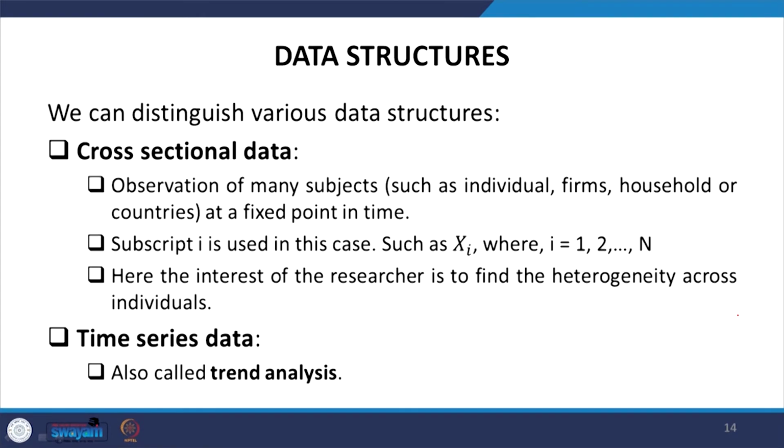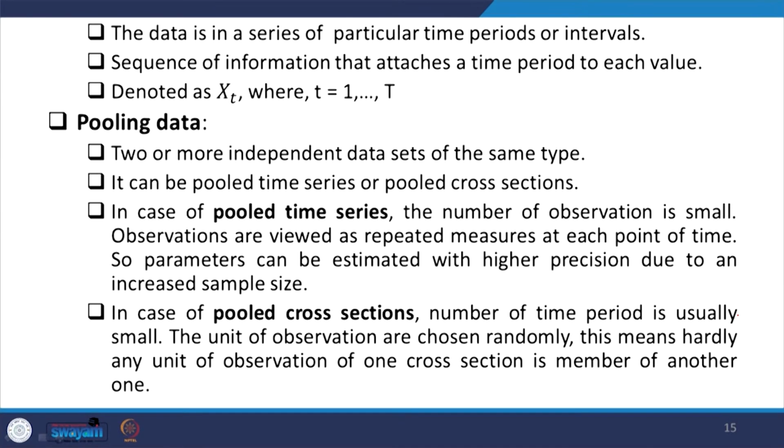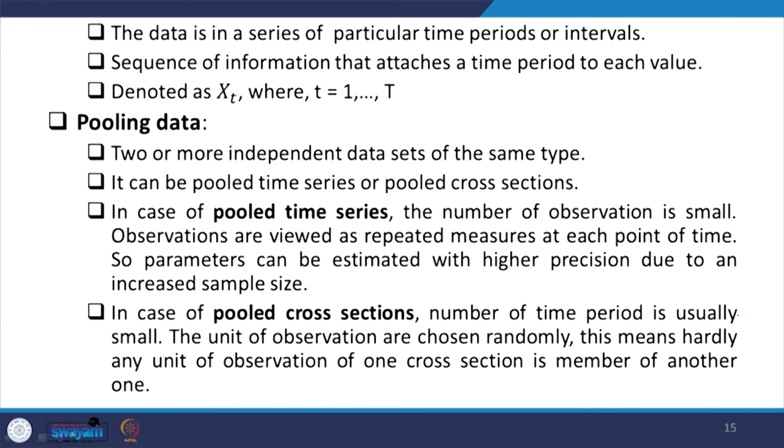Coming to the time series data, usually the most focus is on understanding stationarity or understanding the trend of a particular variable over time. Now, the data usually is in a series of a particular time period or intervals. The sequence of information that attaches a time period to each value is important. It is denoted as x_t, where t varies from 1 to T, that is the time period.